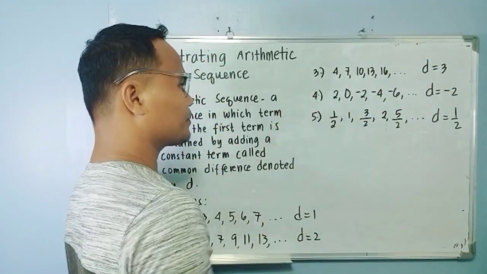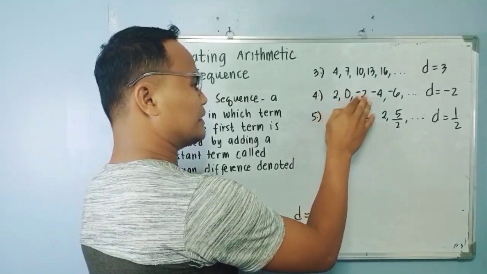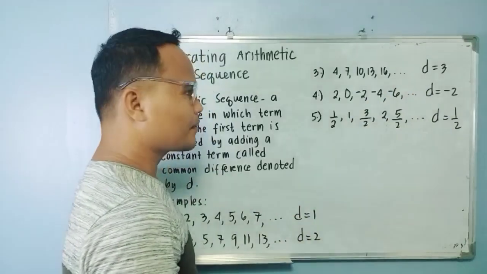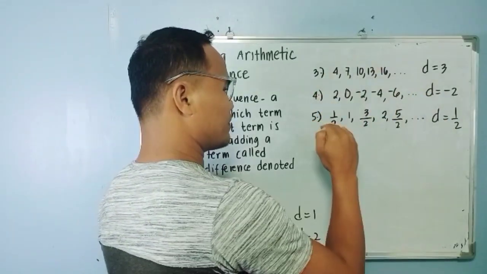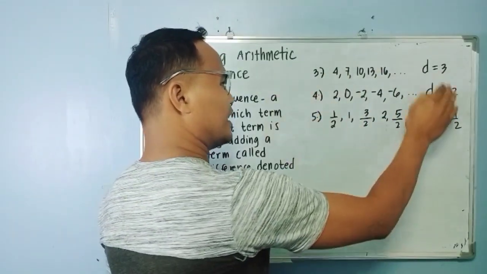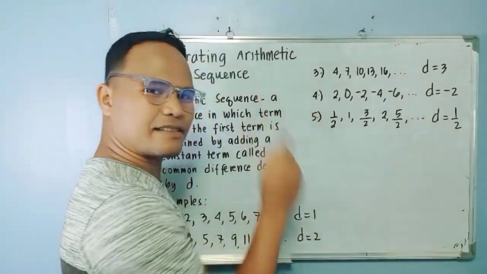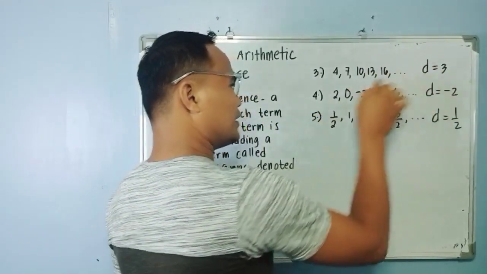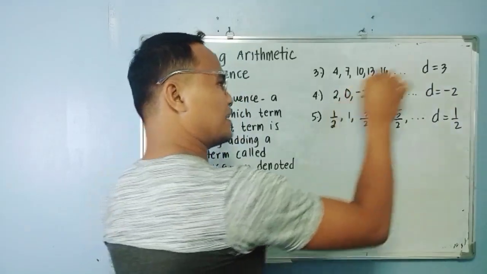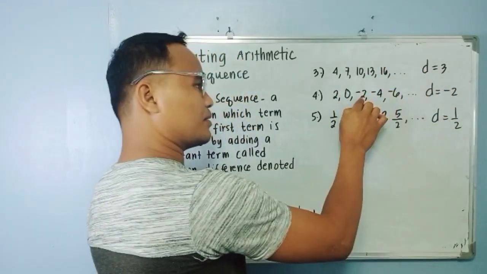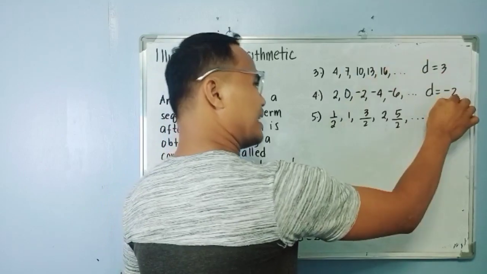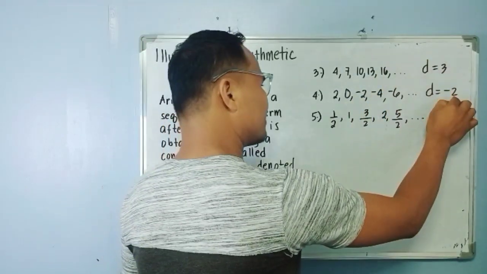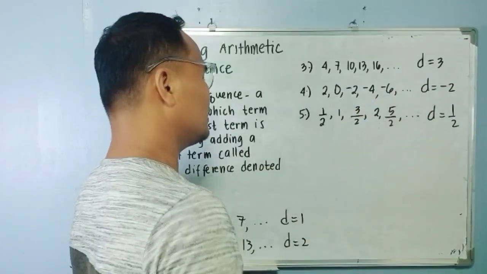Another example, 2, 0, negative 2, negative 4, negative 6, and so on. It is an arithmetic sequence because each term is added by negative 2 to obtain the next term. So we have 2 plus negative 2 is 0. 0 plus negative 2 is negative 2. Negative 2 plus negative 2 is negative 4. Negative 4 plus negative 2 is negative 6.